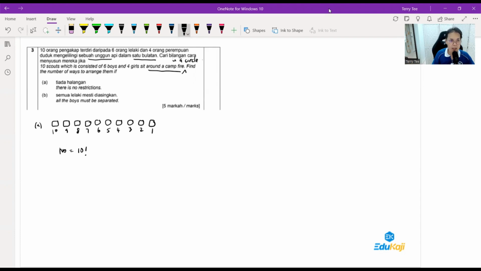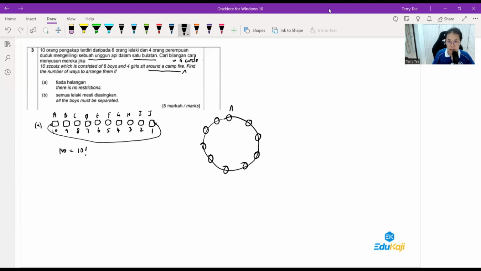But let's say I take the first and the last and then I tie them together. So what happened? It now goes in a circle like this, where you have 1, 2, 3, 4, 5, 6, 7, 8, 9, 10. They join together. For example, the first person is A, next one is B, C, D, E, F, G, H, I, J. So A is here and J is here. Now the problem is, what if I start with B and I end with J followed by A?